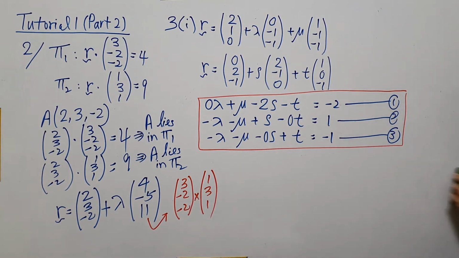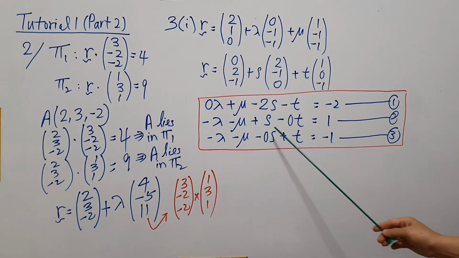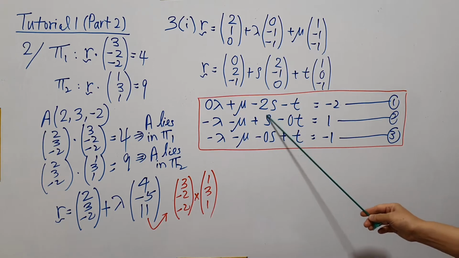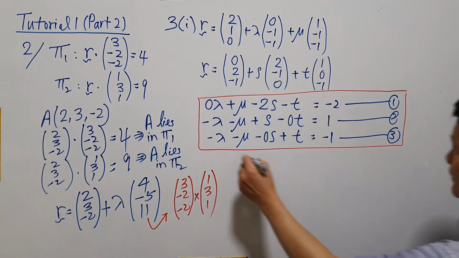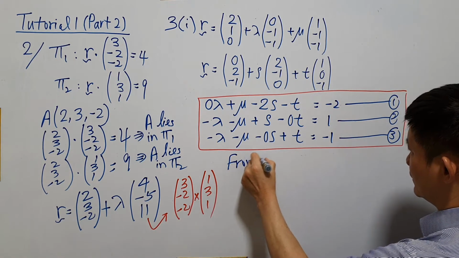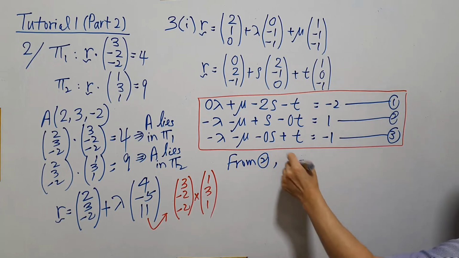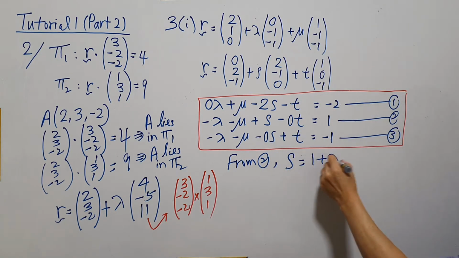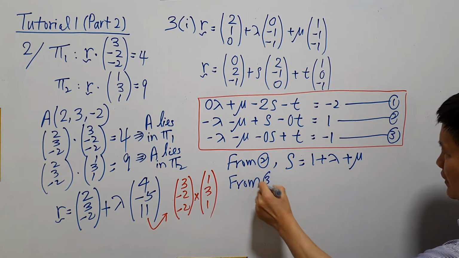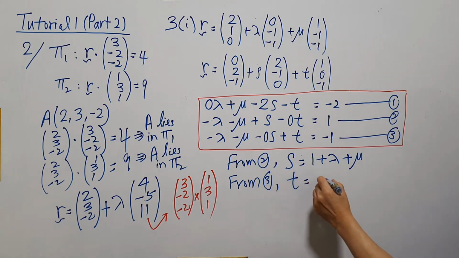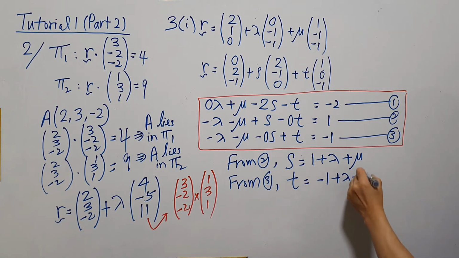And how am I going to do it? You want to note that in equation 2, I can see that s is equal to 1 plus lambda plus mu. So I'm going to write down, from equation 2, s is equal to 1 plus lambda plus mu. And then from equation 3, t is equal to minus 1 plus lambda plus mu.